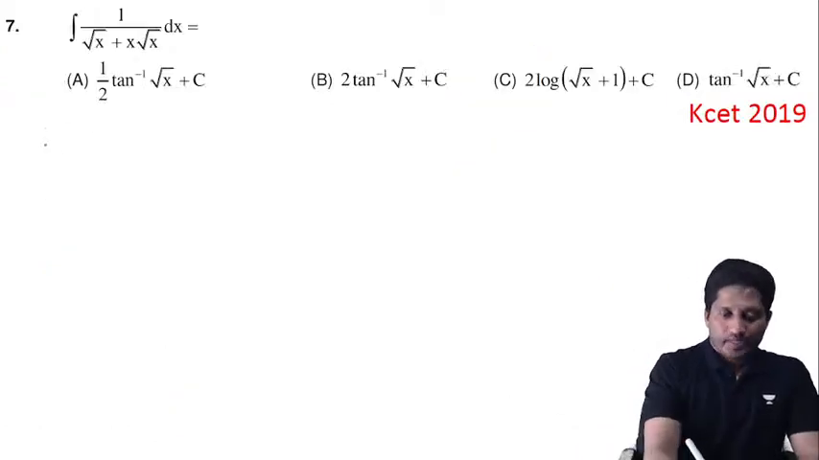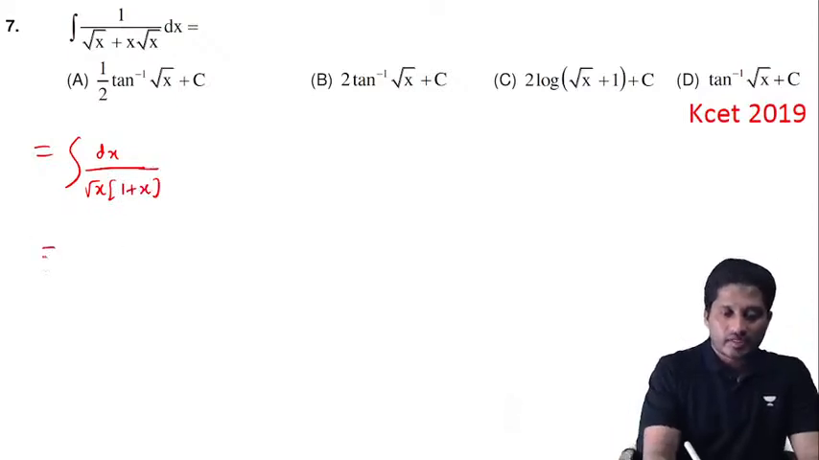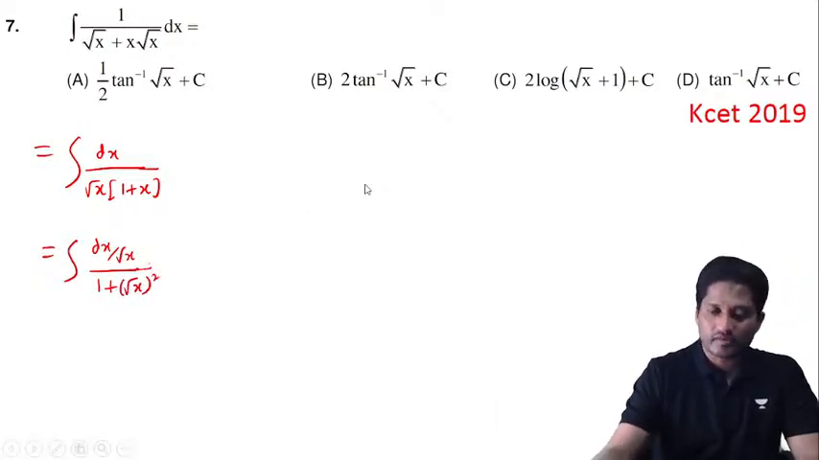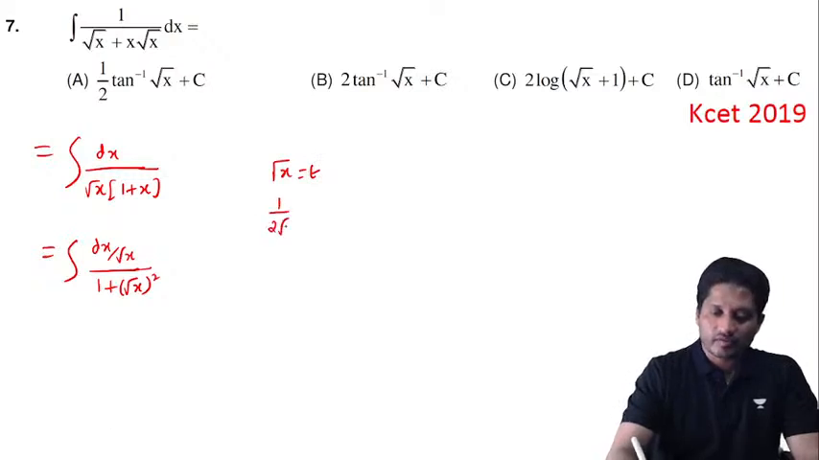The integration dx divided by... I'm going to take root x common. If I take root x common, you get 1 plus x. Now this is equal to integration of dx divided by root x whole divided by 1 plus root x the whole square. Now I'm going to put root x equal to t. If I put root x equal to t, differentiation of root x is 1 by 2 root x dx equal to dt. And from this I can write dx by root x is equal to 2 dt.